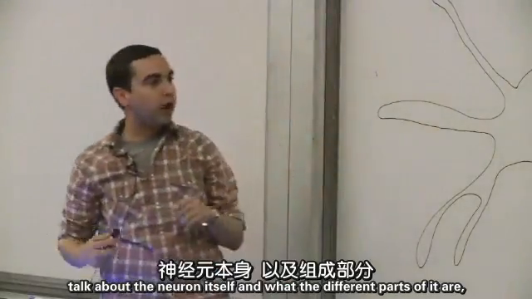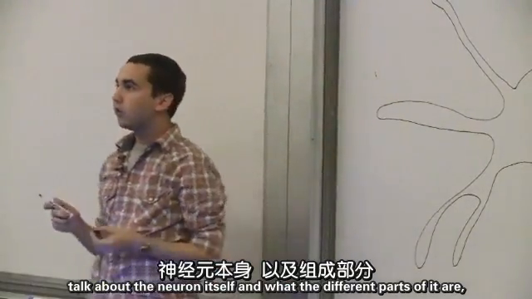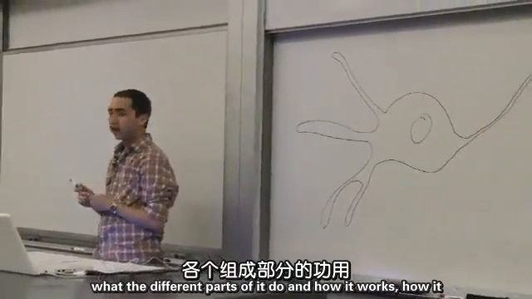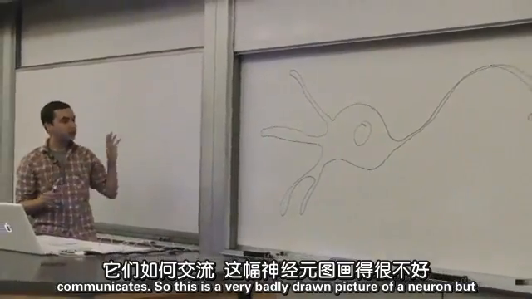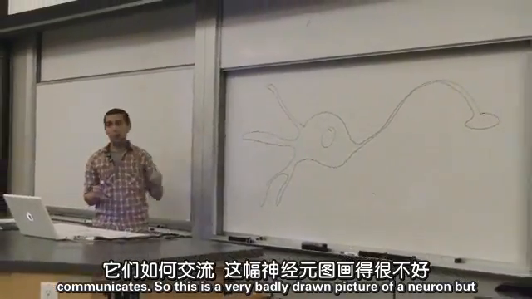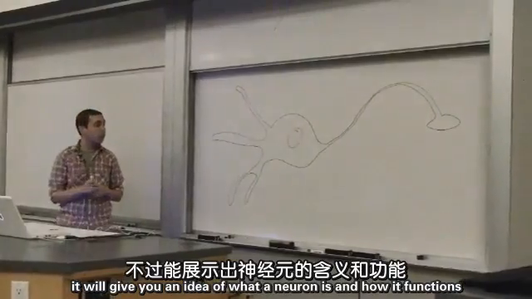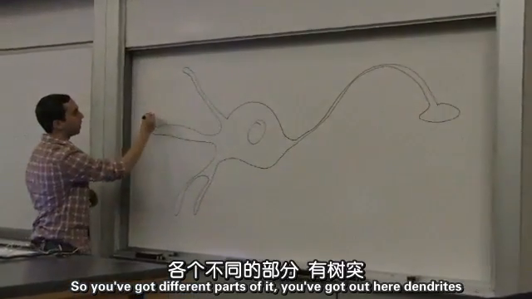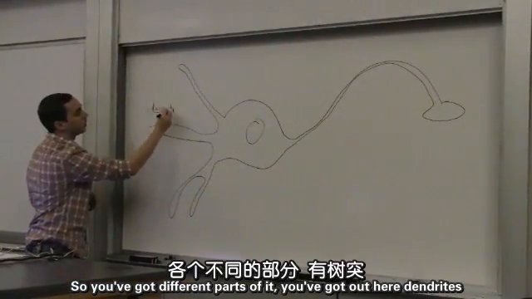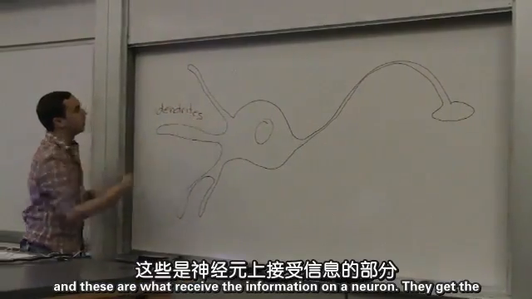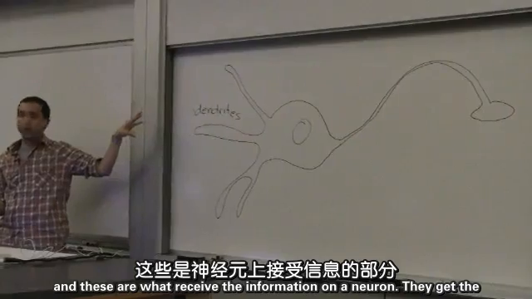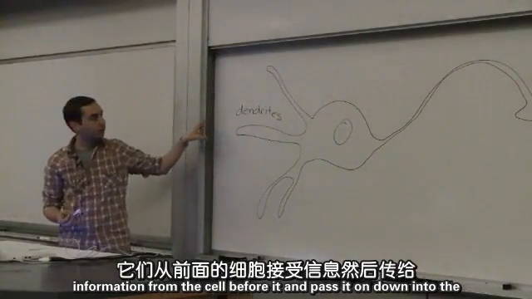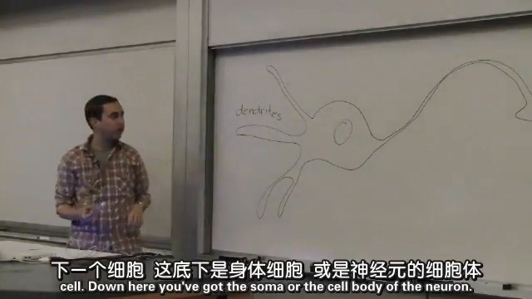So here we're going to talk about the neuron itself and what the different parts of it are, what the different parts of it do, and how it works, how it communicates. So this is a very badly drawn picture of a neuron, but it will give you an idea of what a neuron is and how it functions. So you've got different parts of it. You've got out here dendrites. And these are what receive the information on a neuron. They get the information from the cell before it and pass it on down into the cell.